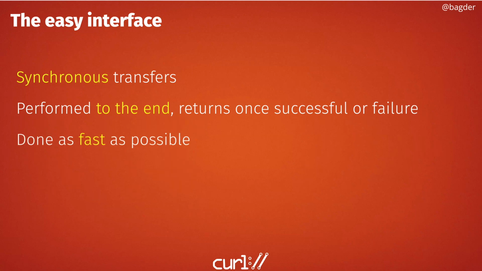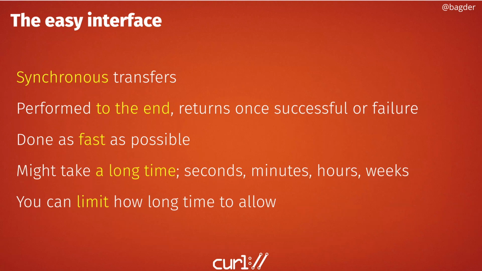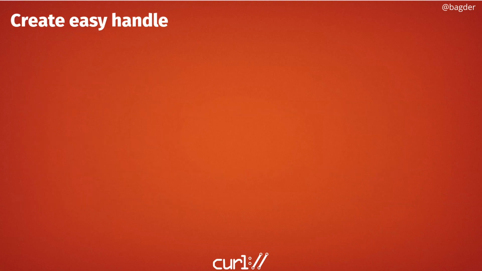It'll then by default run as fast as possible, which usually the network is what slows things down. So usually as fast as possible is as fast as your network allows it to run, unless of course you run it on localhost, then that's CPU bound or how fast curl manages its data internally. But typically it'll be fast enough for you. And you can then set options to limit, for example, how long it'll be allowed to take or how fast it will be allowed to perform and so on. So you can tweak that.